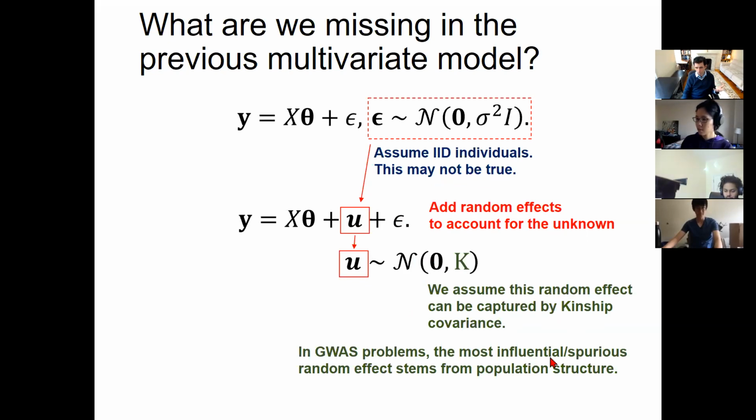So in GWAS, the most influential and spurious random effects stem from population structure. So the question is, if I capture that kinship matrix quite well, about how much of the genetic variation is shared by any pair of individuals, this actually gives me that additional effect. So we can now have a model where there's a SNP by SNP contribution, and then there's an additional contribution based on the sharing of genetic information between individuals, plus that Gaussian distributed noise. That epsilon is the same, but now we're adding this additional random effect model.